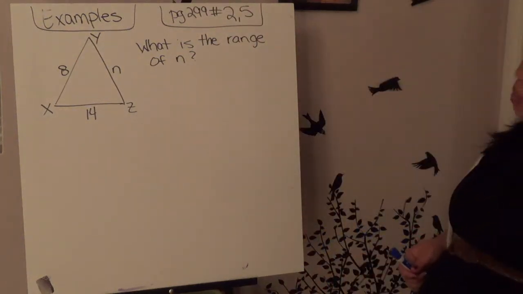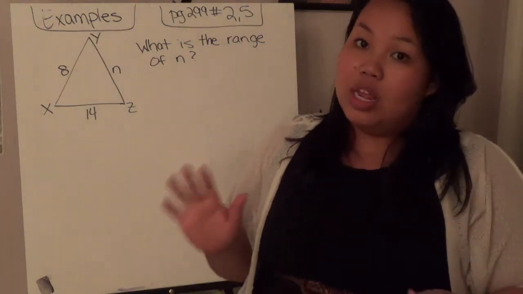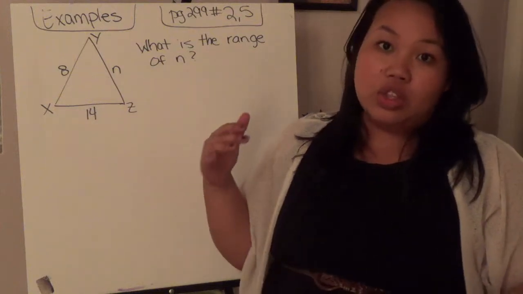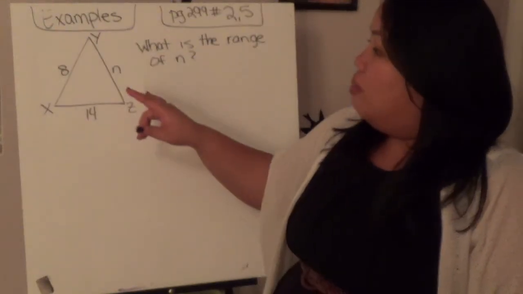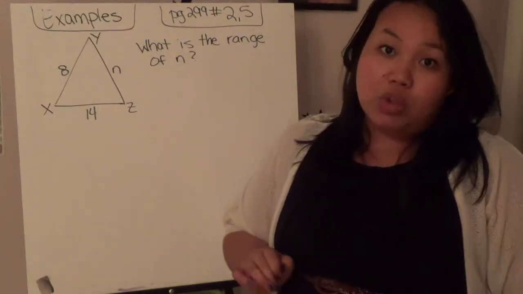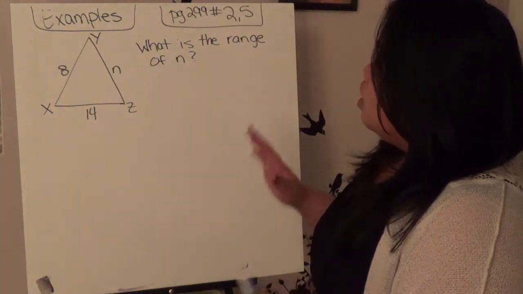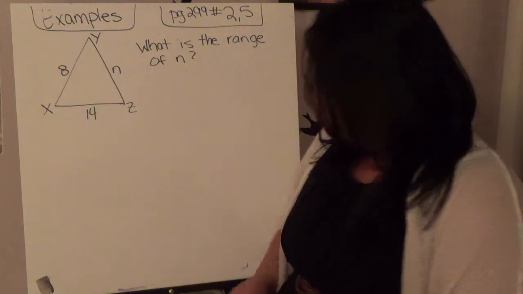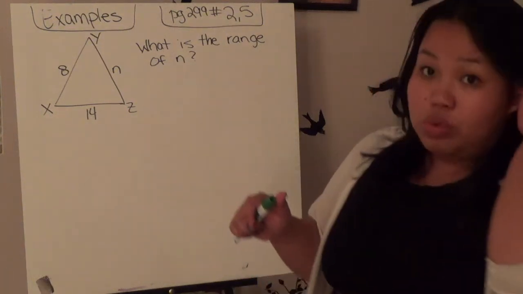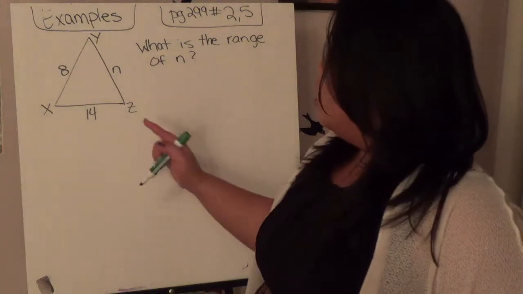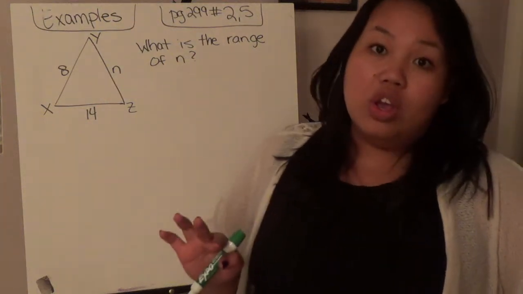Alright, so this example is asking us to find the range of n. So basically it's telling us there can only be a certain amount of numbers where n can be, and it can't be any smaller or bigger than that range of numbers. Because it's a little bit more difficult to figure this out, I'm going to bring you through the process. Let's first find out what rules we have. We know for sure that both of the sides added together have to be bigger than the last side.